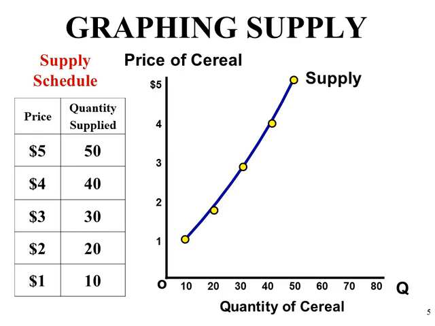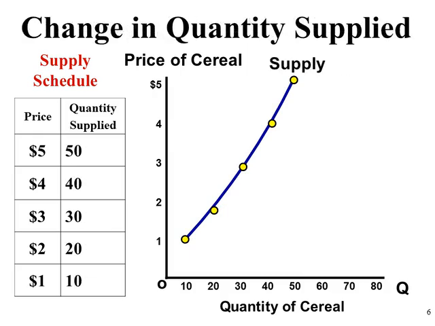So what happens if the price changes? We call that a change in the quantity supplied. If there's a change in the price, there's going to be movement along the existing curve that we have already drawn here, and we call that a change in the quantity supplied. So if the price goes from, say, $3 up to $4, you would move from this point at $3, 30 units of cereal sold, up to $4, 40 units of cereal. This would be how much the cereal company would be willing to sell at these different prices, remember.